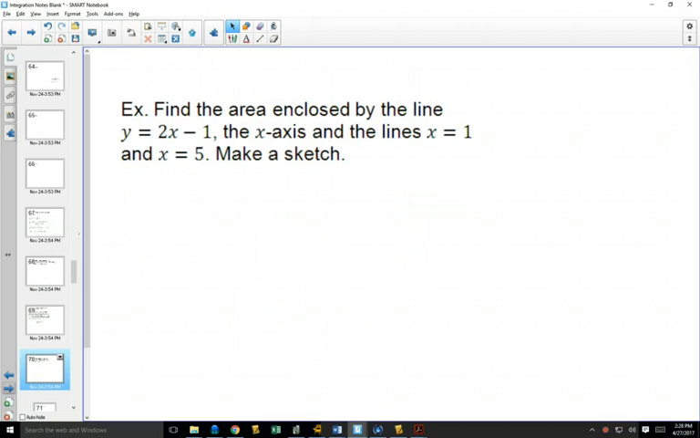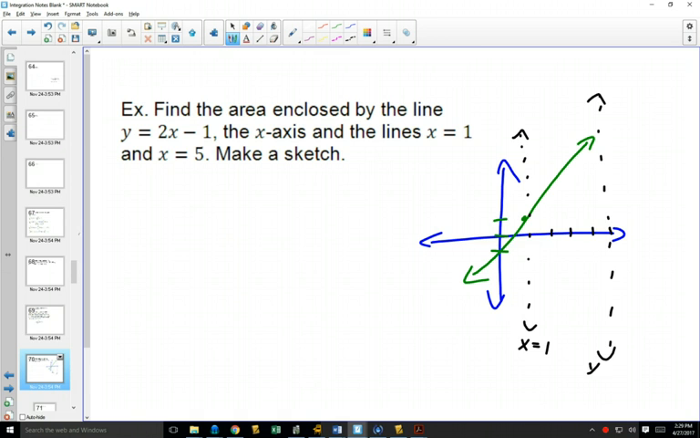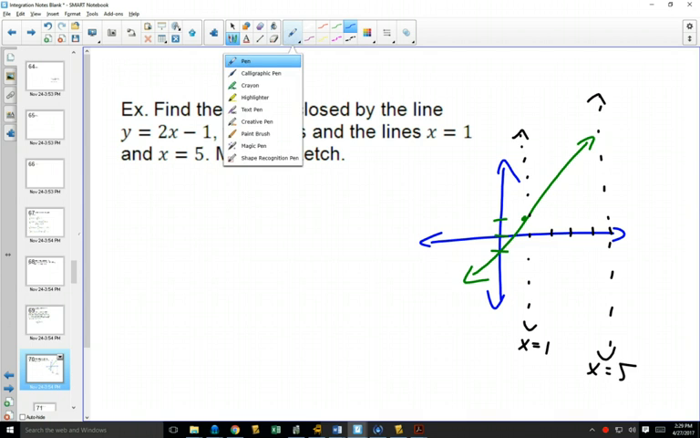Because sometimes you get specific questions that say, find the area enclosed by the line, the x-axis, and the lines x equals 1 and x equals 5. So if we draw a quick picture of what's happening here. 2x minus 1, well, that's a straight line with a slope of 2, a y-intercept of minus 1. And if we were finding it between the lines x equals 1 and x equals 5, and the x-axis, pull out a crayon.